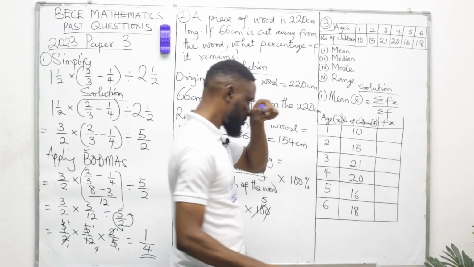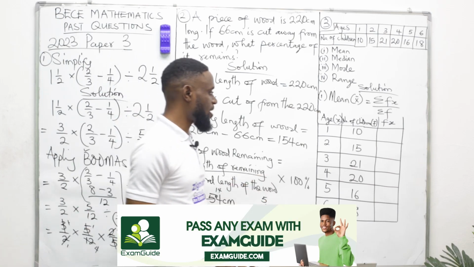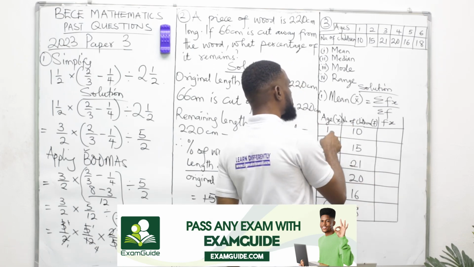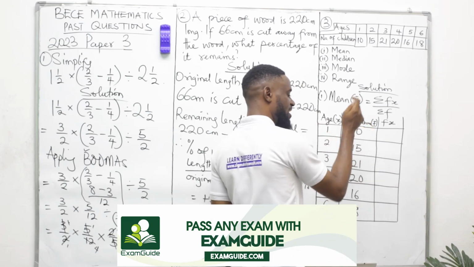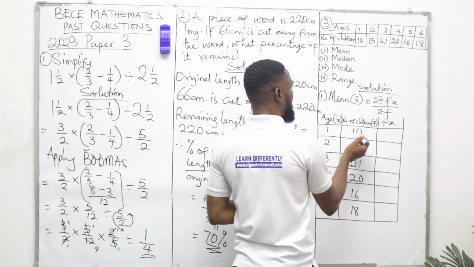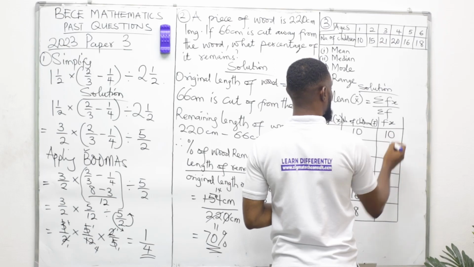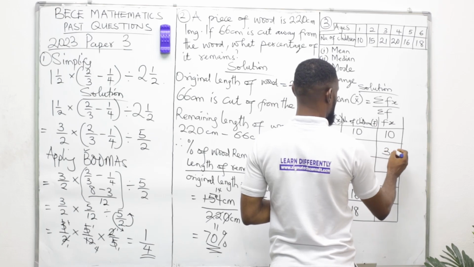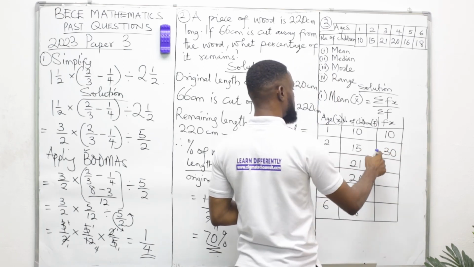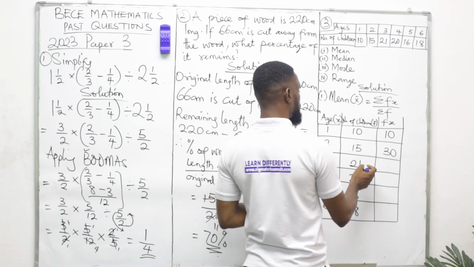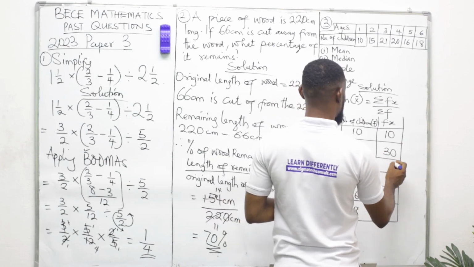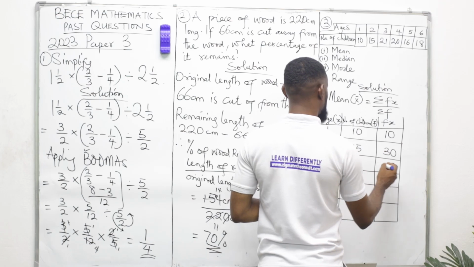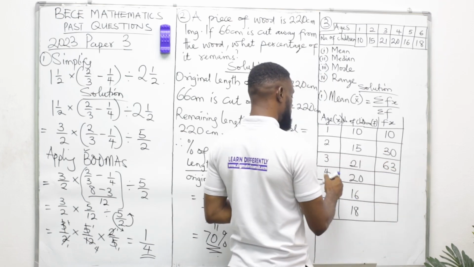All right, so now, having got this, f of x is simply multiplying x with f, right? So this is 1 times 10, we have 10 here, right? This is 2 times 15, we have 30, right? 3 times 21, that should be 63. 3 times 1 is 3, 3 times 2 is 6, right? We'll go to the next one.